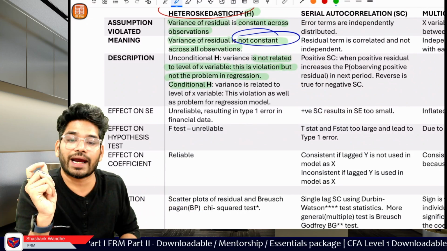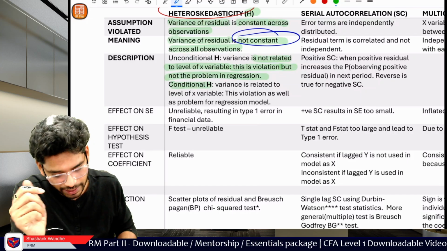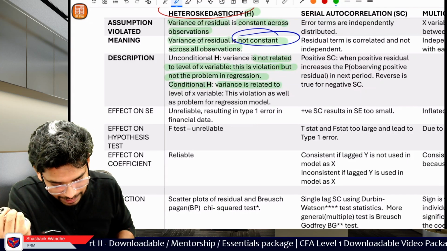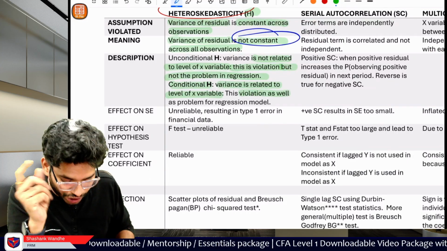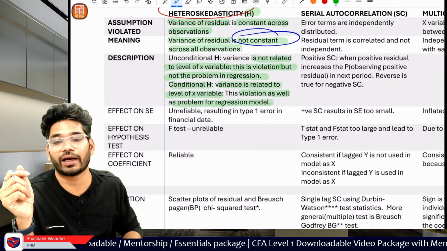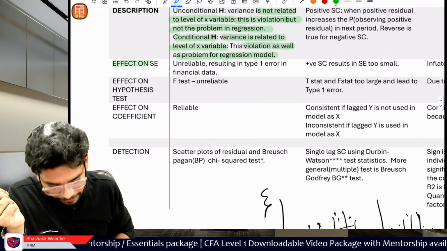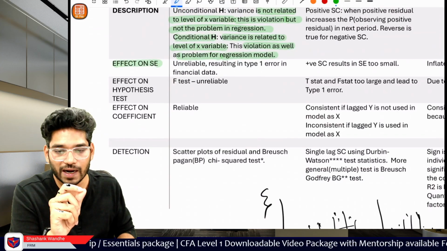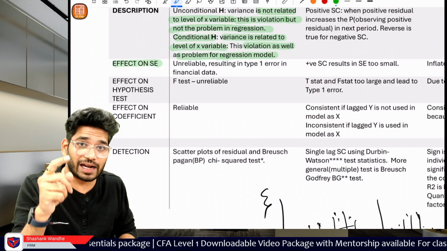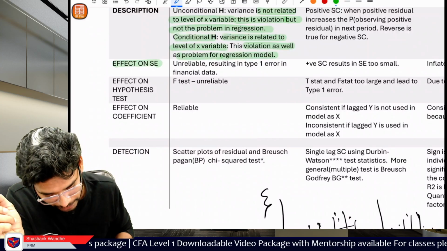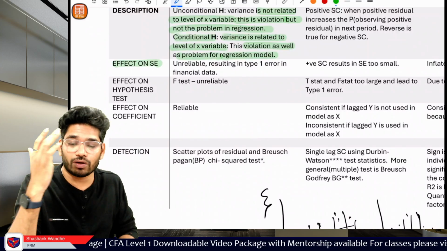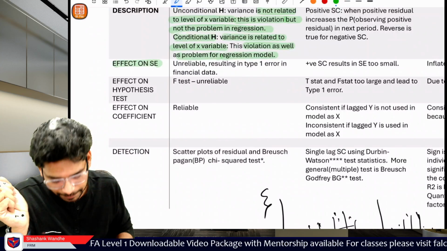However, if the heteroskedasticity is conditional heteroskedasticity, then variance is related to the level of the x, and it is a violation as well as a problem in our regression model. Now see what happens in the model. Effects on the standard error. S stands for the standard error. And remember, standard error is used in the t-stat calculation. And here again, I'm assuming you already understand the hypothesis testing part.